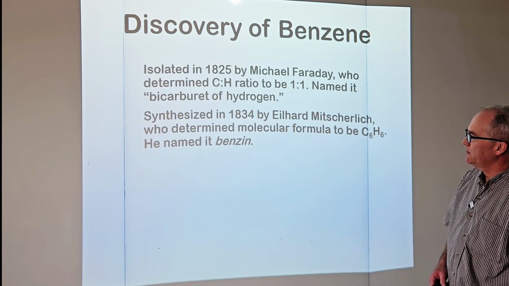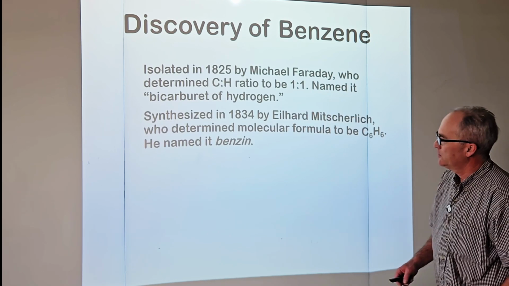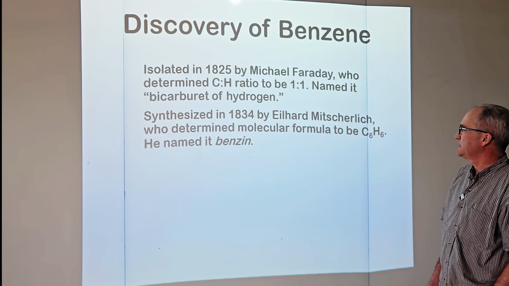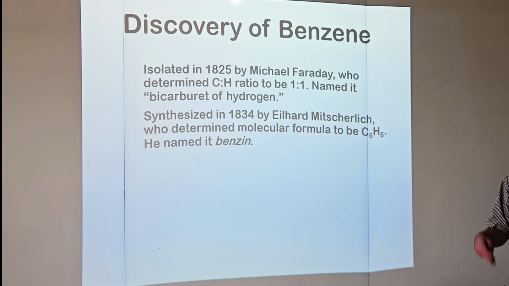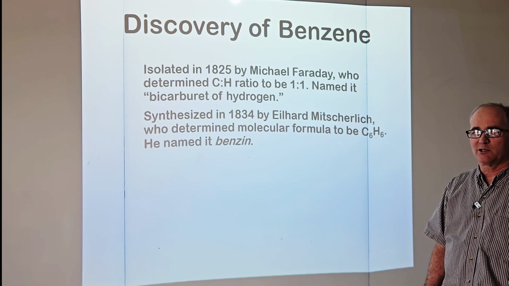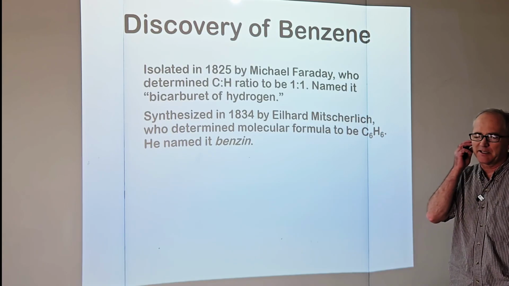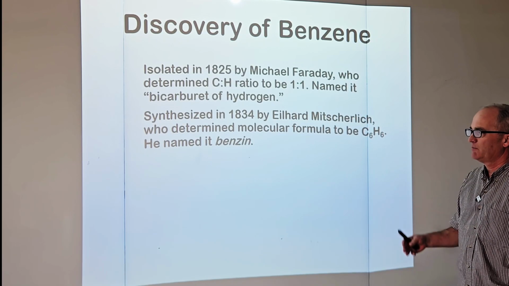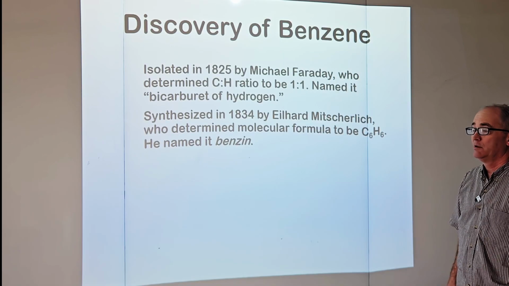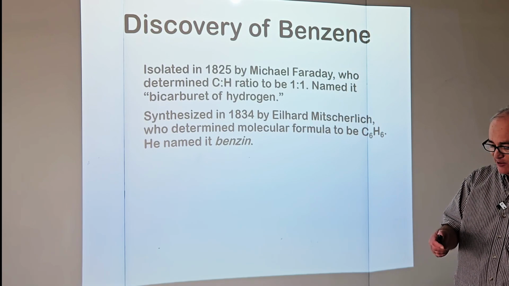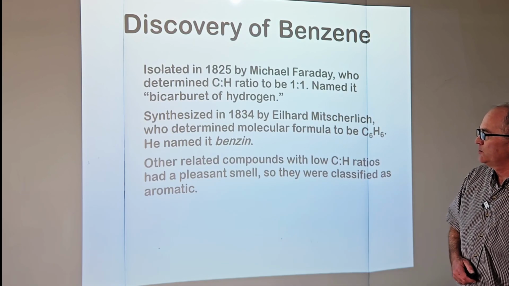And about 9 years later, another fellow determined its molecular formula to be C6H6. So like I always like to do, 6 twice is 12, 2 more is 14. 14 minus 6 is 8, divided by 2, 4 degrees of unsaturation. Probably 3 double bonds in a ring, which you probably already know.